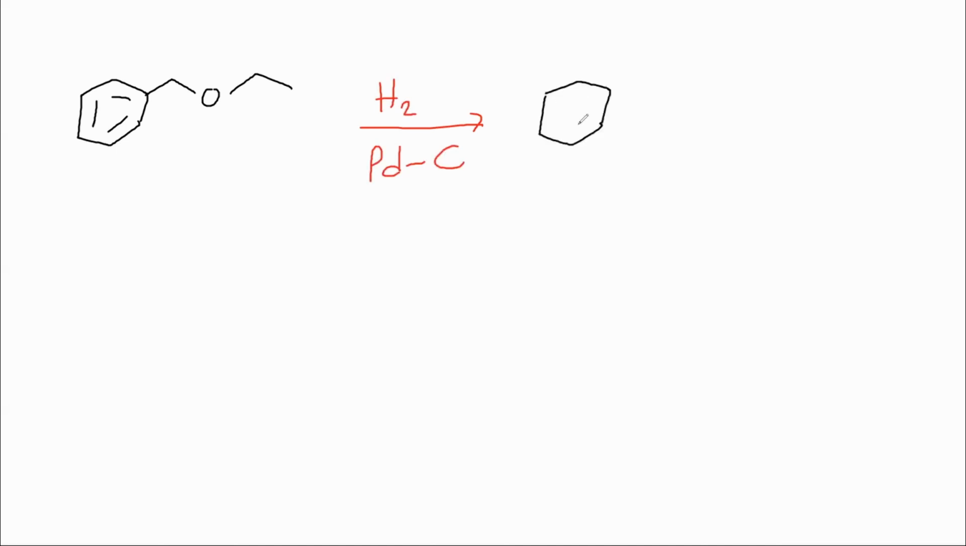So this is ethyl benzyl ether. And if we want to cleave this ether, we can again use some hydrogenolysis conditions, so using hydrogen gas and a palladium on carbon catalyst. And this will give us toluene as one of our products, and ethanol as the other organic product.